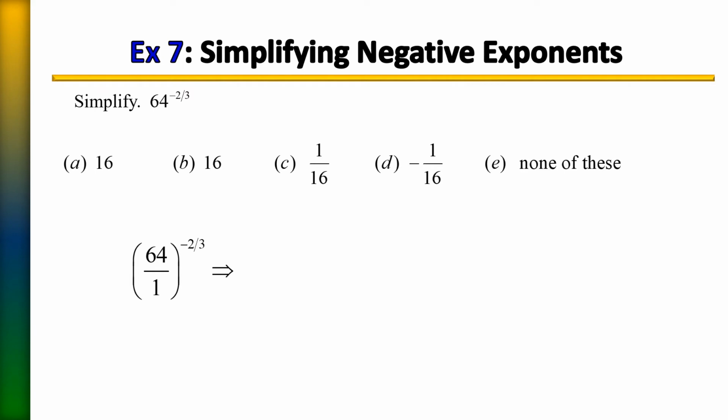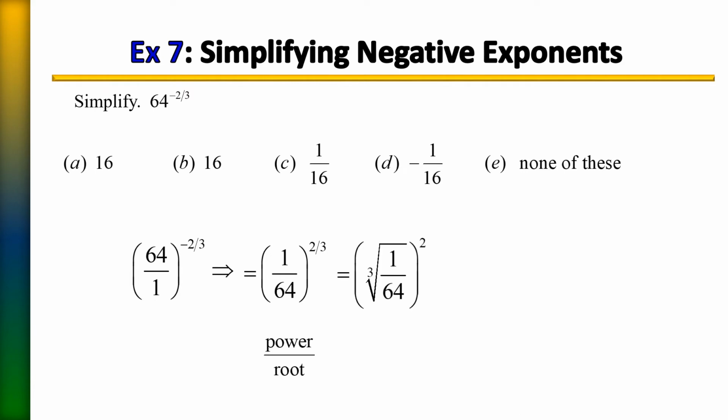Once you do that flipping process and write it as its reciprocal, the exponent will then become positive. Next, you need to remember that whole power over the root. Whatever's on top is your power. Whatever's on the bottom is your root. So when I rewrite this as a radical, I'm going to write it as a cube root, and then raise it to the second power, or in other words, square it. So let's write this fraction of 1 over 64 in radical form with the cube root, and then raise it to the second power.